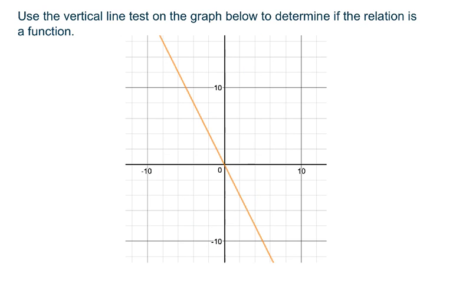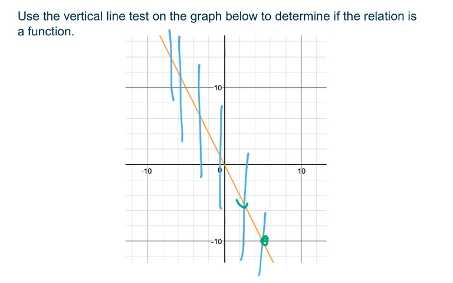Another vertical line test over here. Let's see. Yep, no matter where I draw a vertical line through this function, all of the vertical lines only meet the function at one point, so it is indeed a function. For every x input, there is exactly one y output, not multiple y outputs. So that is a function.